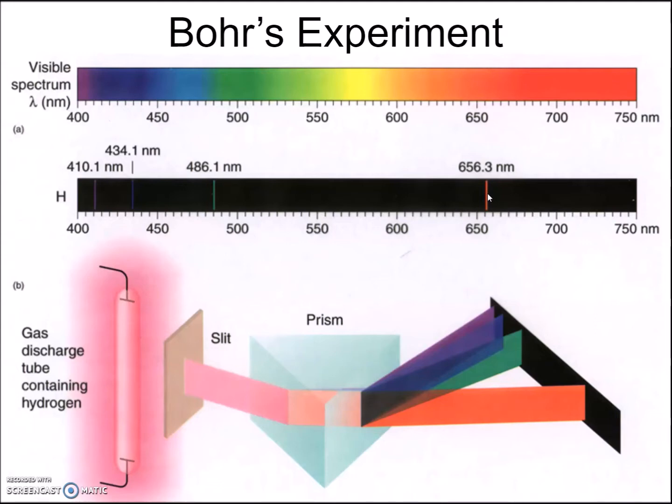Other elements, as Bohr noted, showed different wavelengths of light, not at 410, 434, 486, and 656. For instance, helium will give its own unique spectrum of light. And by the way, the plural of the word spectrum is spectra, which is why this note set is entitled Emission Spectra.